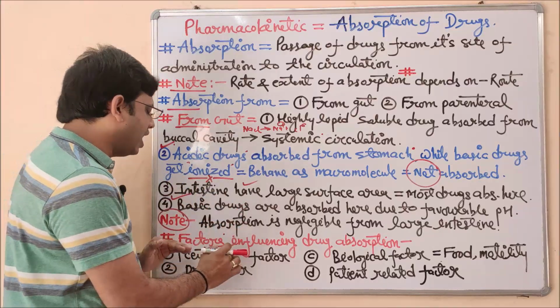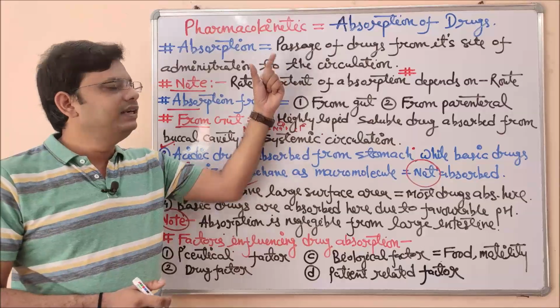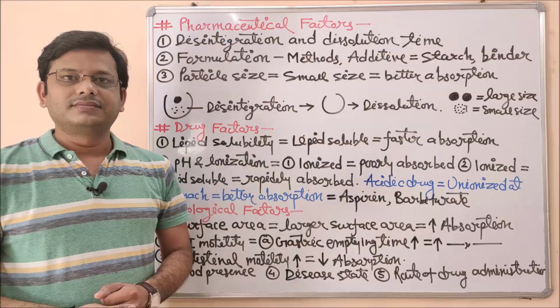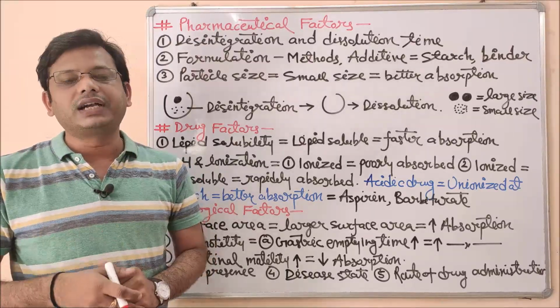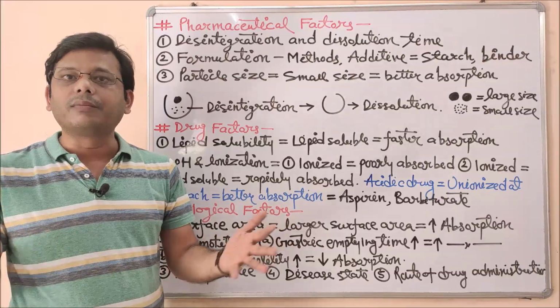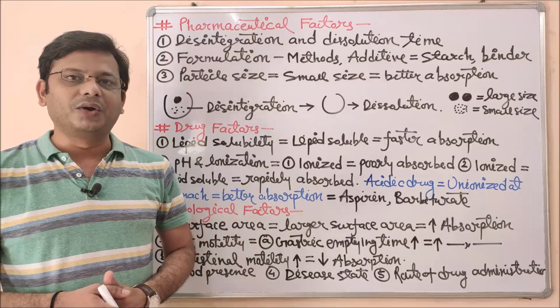We are now going to start the factors influencing absorption of drug in the same video, in the next whiteboard section. So let's move to the next part. In this section of the whiteboard, we are going to study all those important factors which may influence the rate of absorption of any dosage form from any route of drug administration, that will finally alter its pharmacological effect.